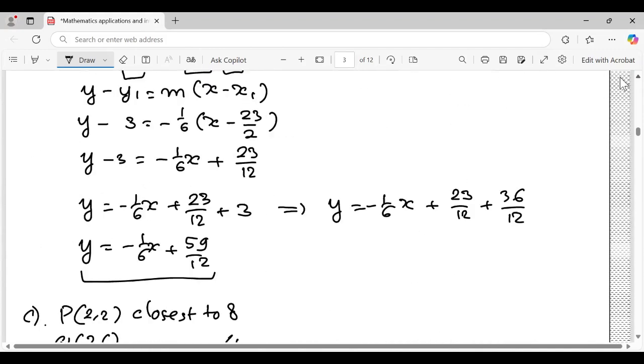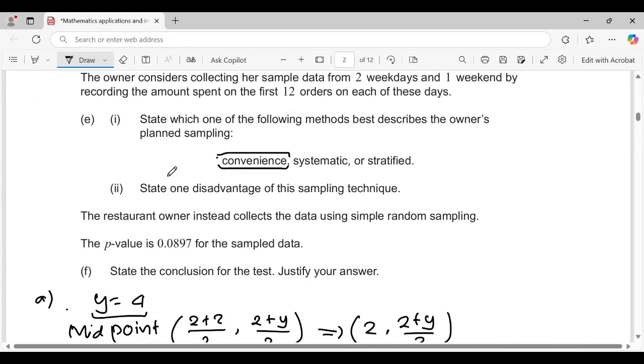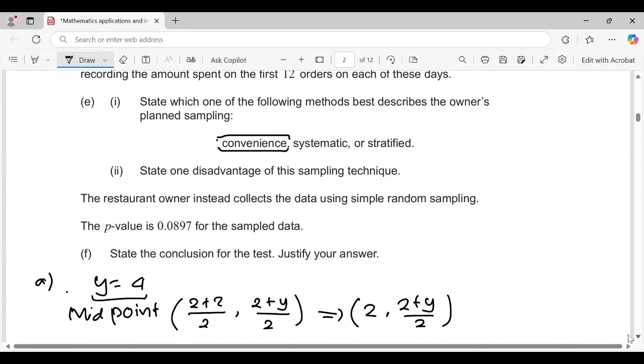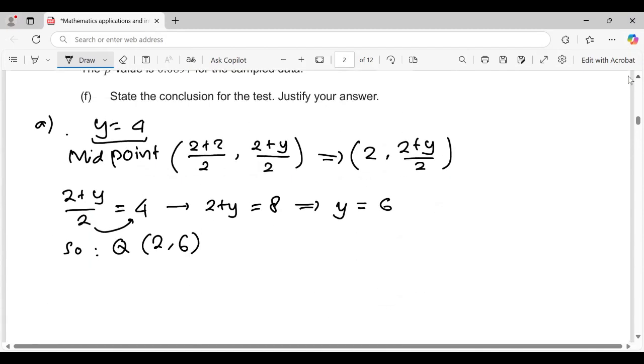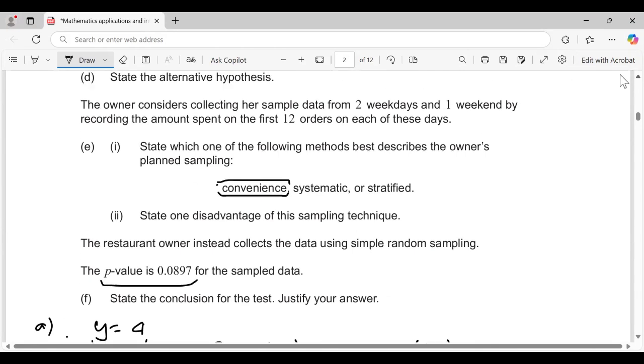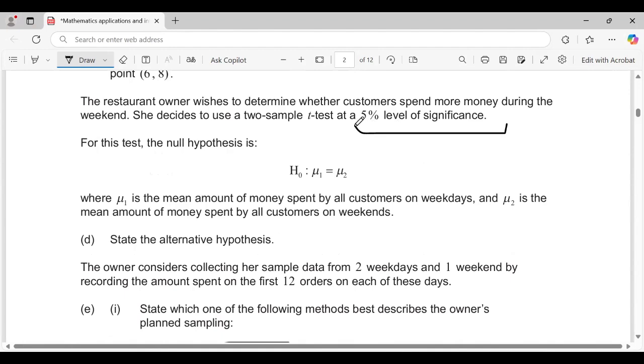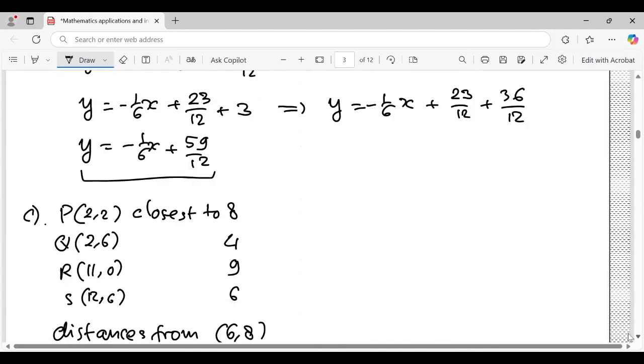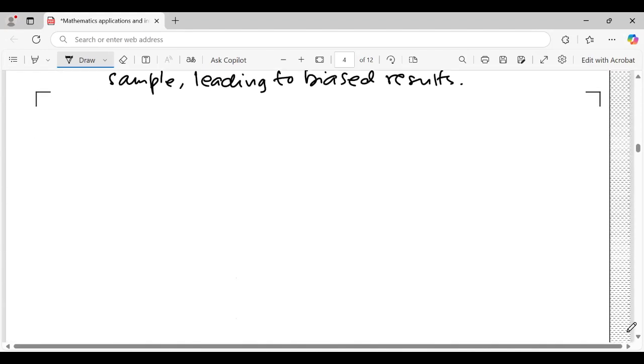Next question, F. The restaurant owner instead collects the data using simple random sampling. The p-value is 0.0897 for the sample data. State the conclusion for the test. Justify your answer. Look, the p-value is 0.0897, and alpha equals 5%, 0.05. So it means p-value is greater than alpha.